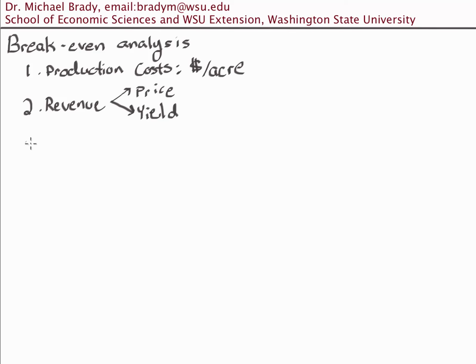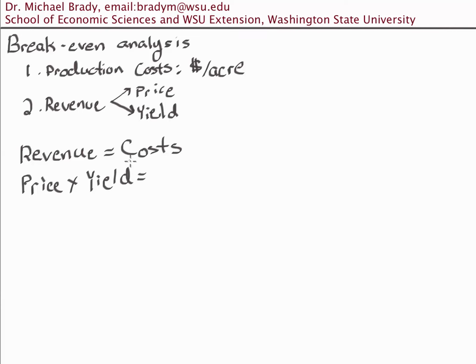So the key equation behind break-even analysis is as follows. It's that revenue is exactly equal to our production costs. So that's our condition, and that's why it's called break-even analysis. To write this out with an additional step, we have that price times yield is equal to costs.